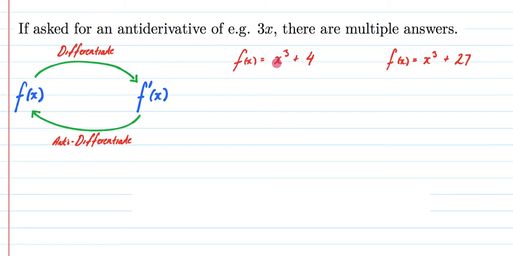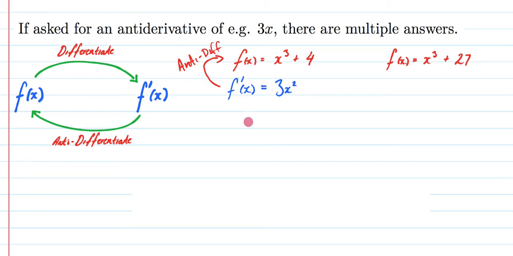So if f of x is equal to x cubed plus 4, and I was to now differentiate it, this is what we're used to doing. So 3x squared. Now when I differentiate, what happens to my constant? It goes away. So that means now, if I was to anti-differentiate this, I should end up, so let me just write anti-diff, if I was to anti-differentiate my derivative, I should end up back at my function.